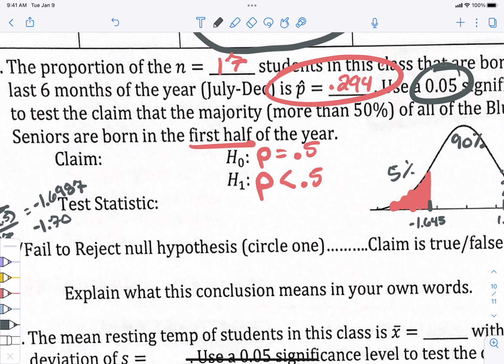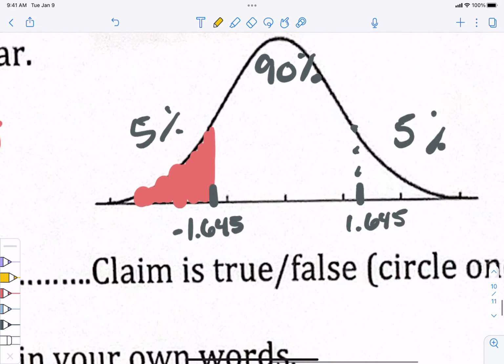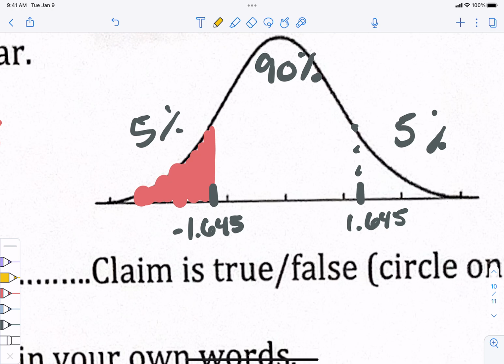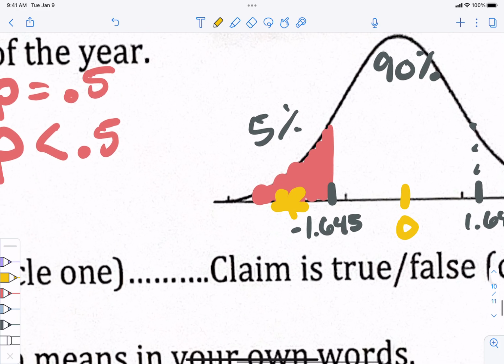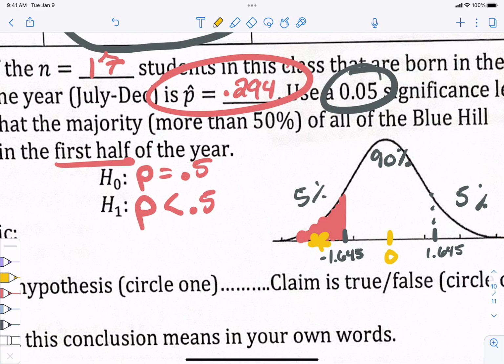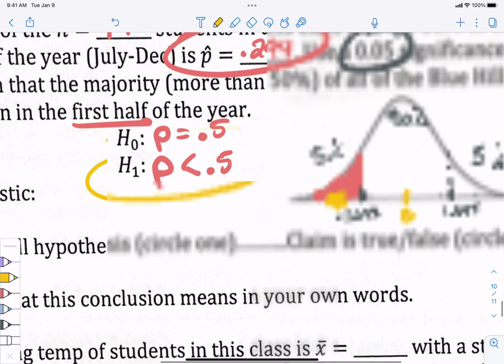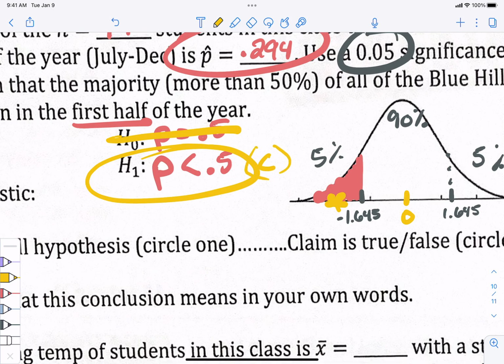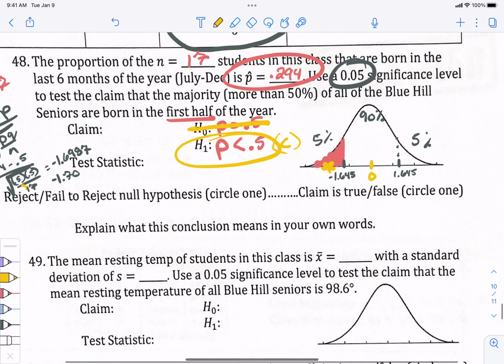Okay, now what? Last thing. You check to see where it lies. It lies between them, so it's a fail? No, negative 1.7 lies in the left tail, which means reject. It's reject, which means that it is less than 50%. So less than 50% of seniors are born in the second half of the year. Is the bottom the claim? The bottom one's the claim. Claim is true. Reject H naught.